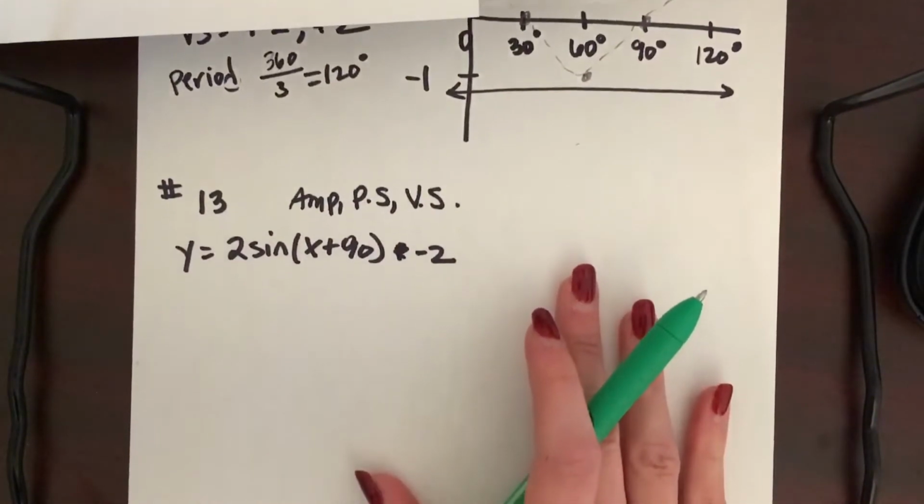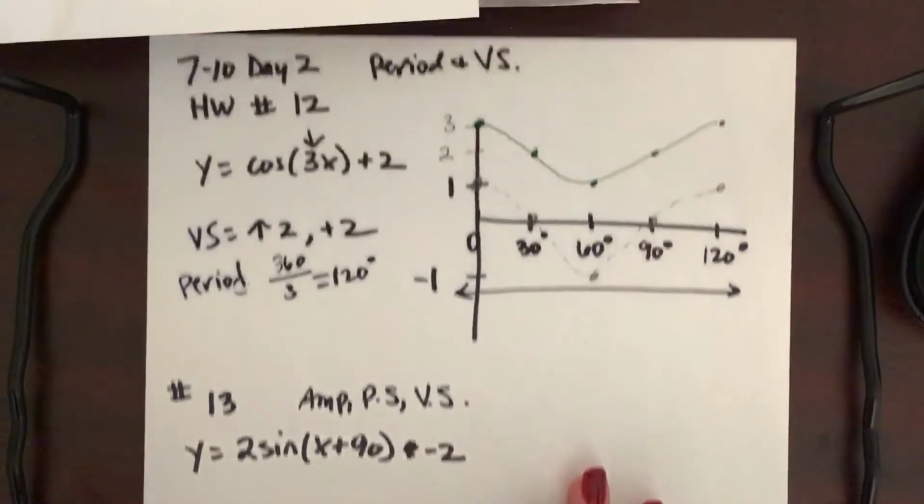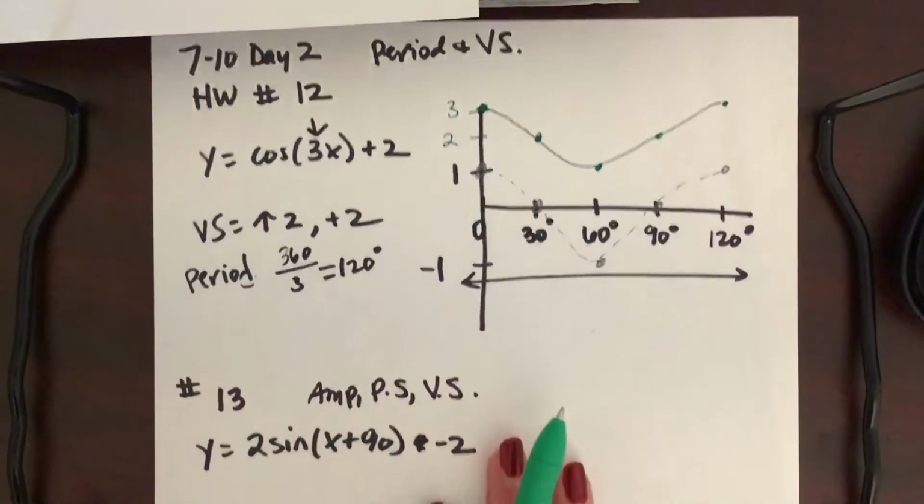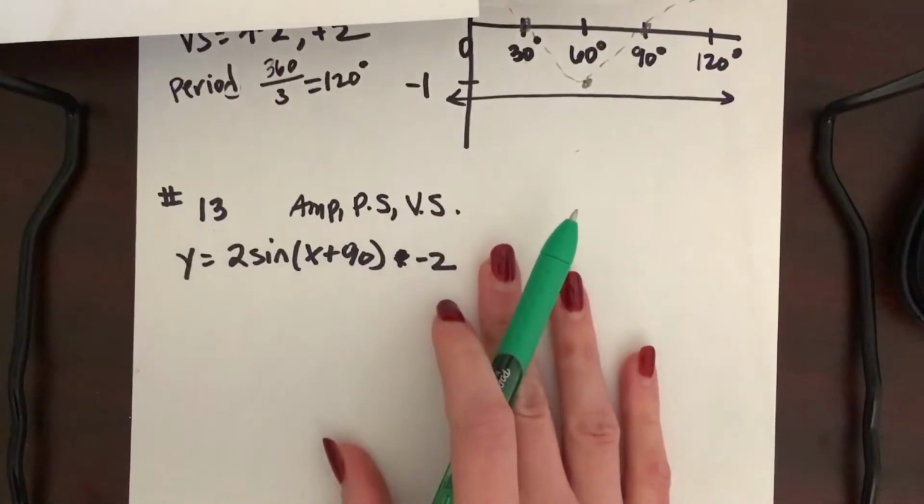Now we're going to put 3 things together. This is also from the homework 710 day 2. This is number 13 in that homework assignment. All right, so the next one after that.